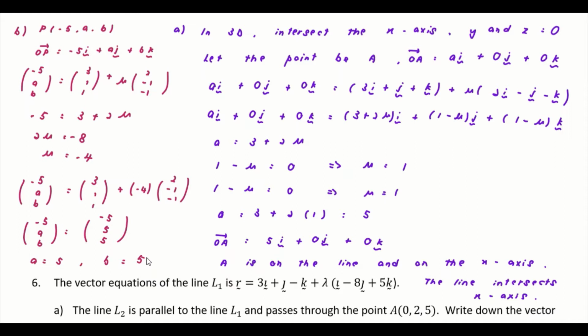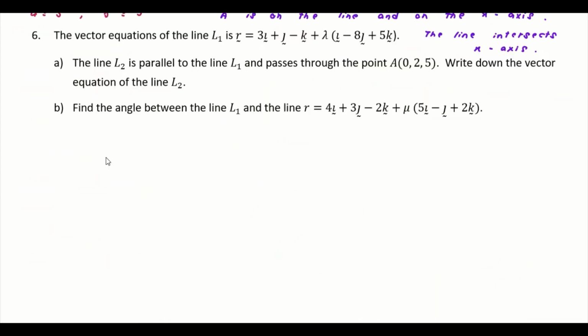Alright, okay, so let's look at the very last question. The vector equation of the line L1 is given as this vector equation, because you can see this is the A, then the T here is represented by the lambda, then over here is your B, the position vector. Okay, so the line L2 is parallel to line L1. So this is the first information. Then the line L2 passes through the point A. So the question wants you to write down the vector equation of L2.